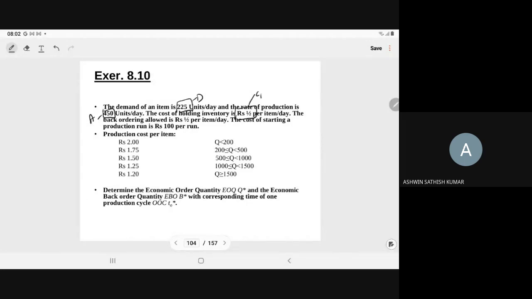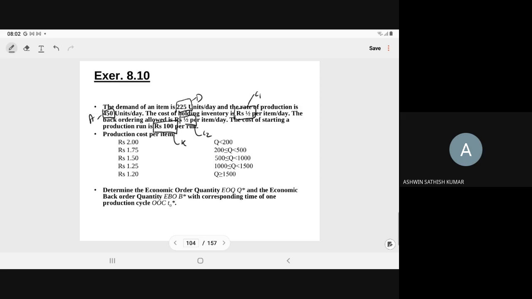The back order cost allowed is half per item per day, so it is your C2. The cost of starting the production run is rupees 1000 per run, given as K. The production cost per item is given: if you are producing less than 200 items, the unit cost will be rupees 2. If you are producing between 200 to 500, it is 1.75, and so on.